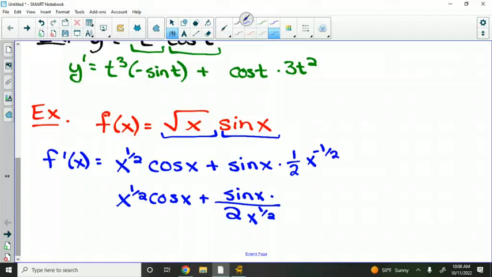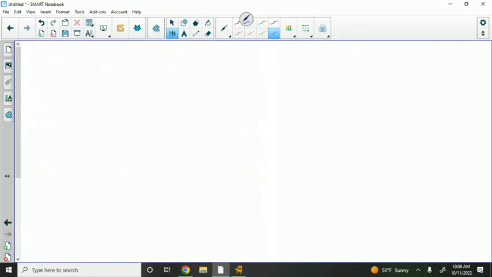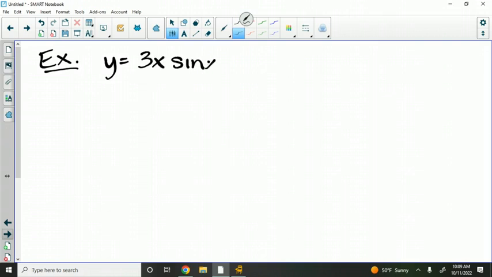It's like too easy, right? Like, why didn't they challenge us with a product rule? Let's try this next one. Actually, I'm going to have you try this on your own too, but I love that. Let's do y equals 3x sine x plus x squared cosine x.